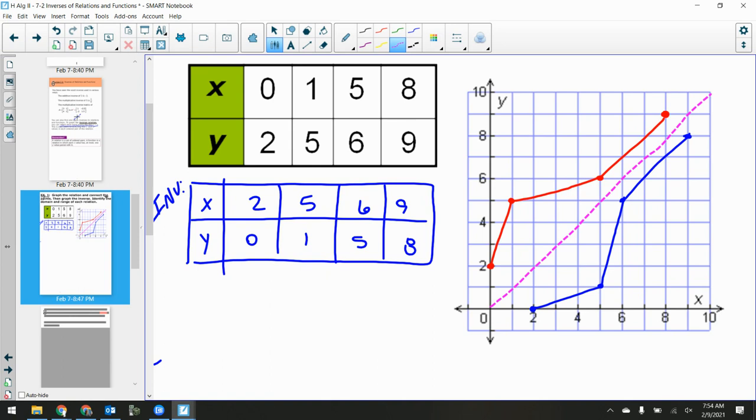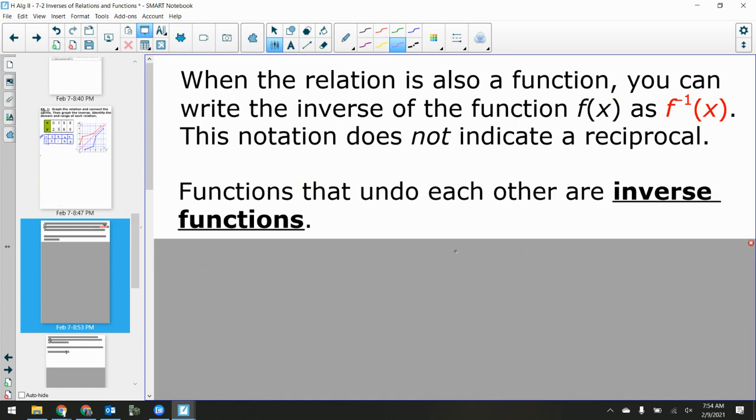Well, graph it. Is it a true reflection of the line y equals x? If it's not, then you've done something wrong. Okay, this is a reflection of the line y equals x. All right, now, that's how to do it if it was a table of values.